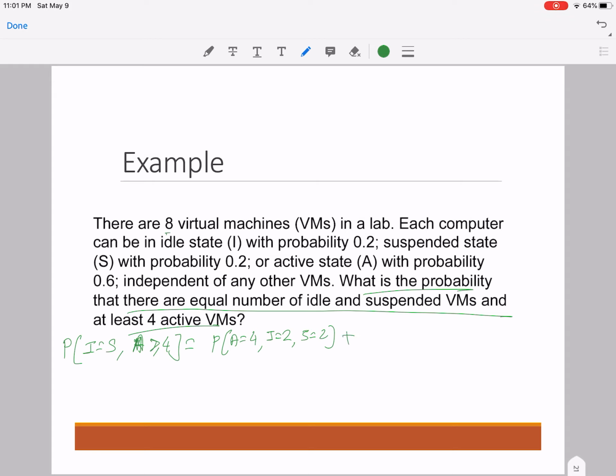If I were to have 5 active VMs, then I cannot have equal number of suspended and idle VMs, because I cannot split 3 virtual machines into equal parts between idle and suspended, because your virtual machines will be either idle or suspended. So active VMs equal to 5 cannot happen. But I can have 6 active VMs and equal number of idle and suspended VMs, 1 each. I can also have 8 active VMs and equal number of idle and suspended VMs, which is 0 each. So I need to find the probabilities of these terms.